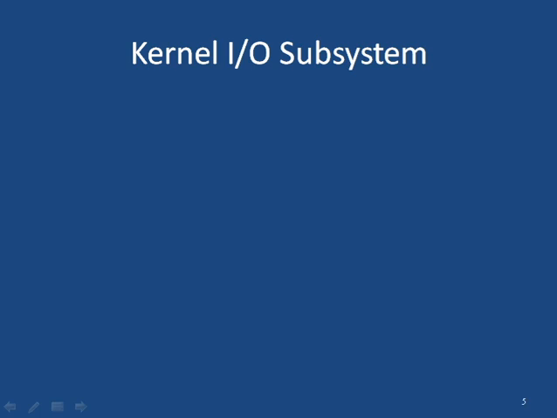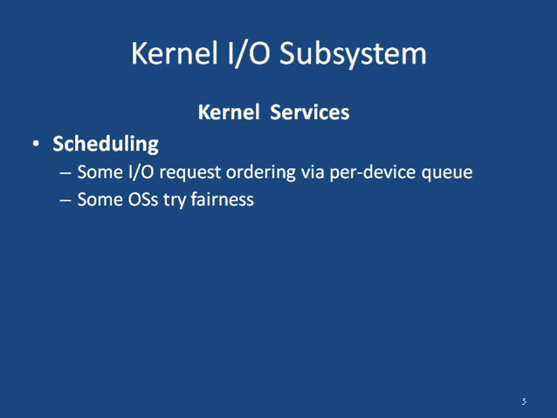And in kernel IO subsystem, the important part is the services. Now we will understand each service. The first one is scheduling. Scheduling means the order of executing the process. There are so many processes before the kernel IO subsystem, and in which order it picks the process and executes it. So here the order is important. Based on that, we can calculate the performance also.